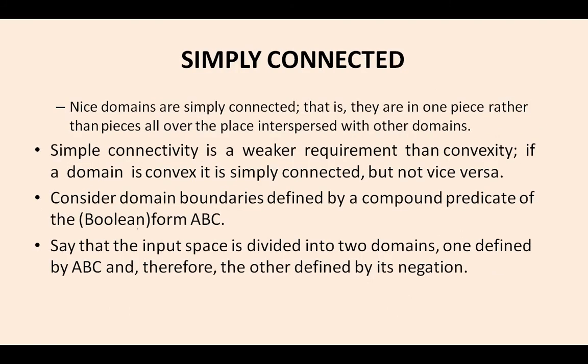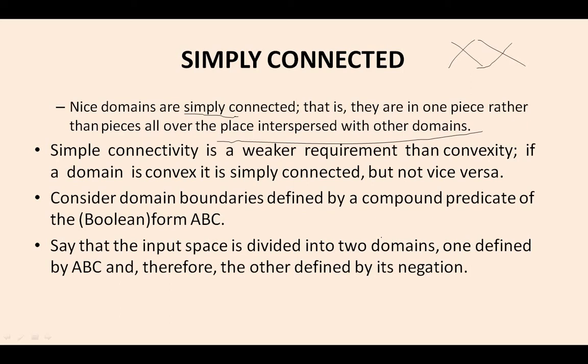Nice domains are simply connected. There is no complexity at all. They won't exhibit any kind of complexity. Those are completely simply connected. So there is one piece, rather than pieces all over the place interspersed with other domains. That means completely connected with each other. One is connected with each other and another one is connected with each other. There is no complexity to be represented.